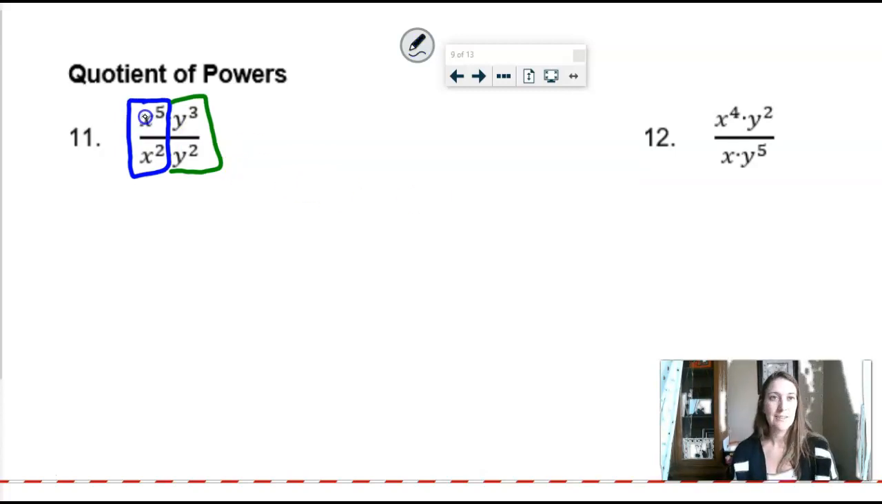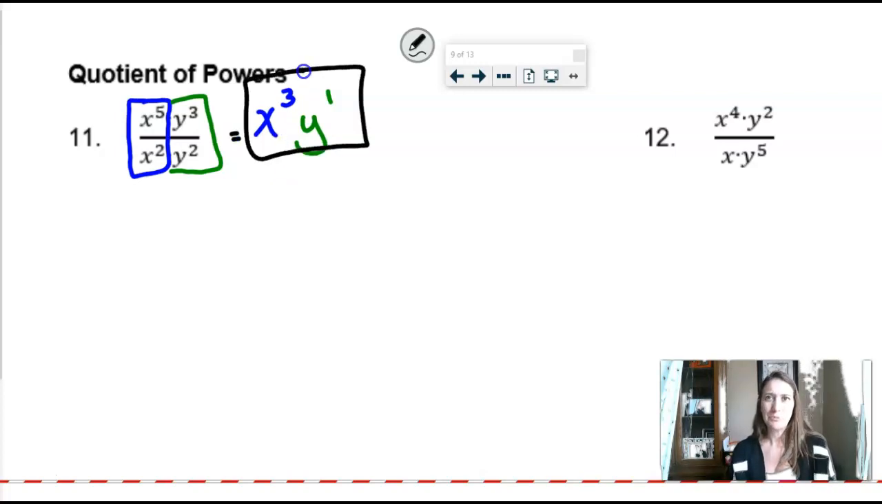All right, so x to the 5th divided by x to the 2nd, you would subtract those exponents and you would get x to the 3rd in the numerator. And then y to the, subtract those exponents, you get y to the 1st in the numerator. That's important, okay? If you put over a 1 to indicate they're in the numerator, that's fine. It's just weird.